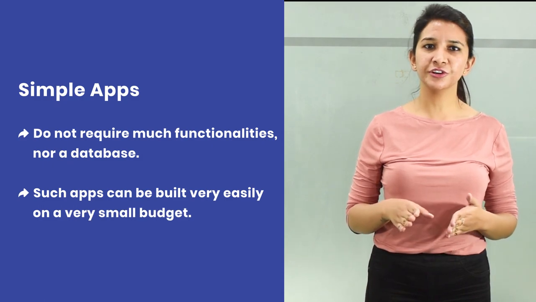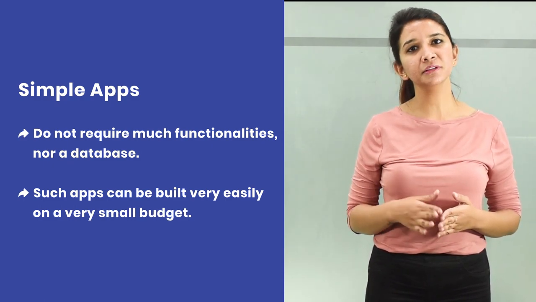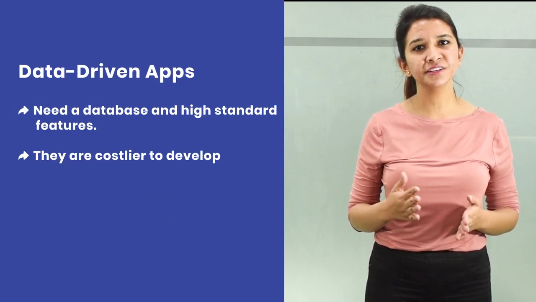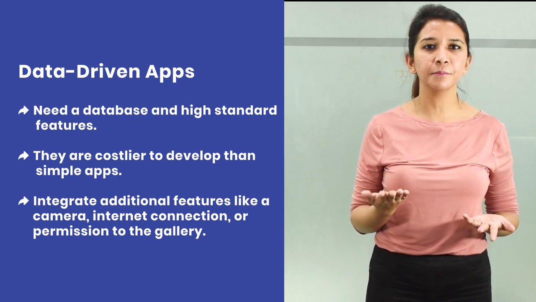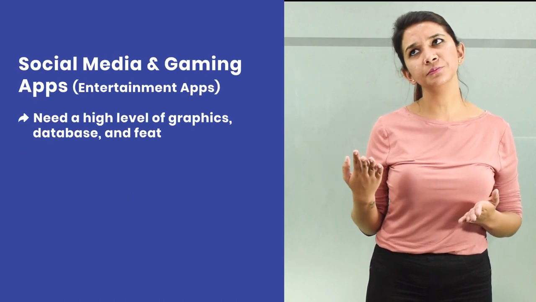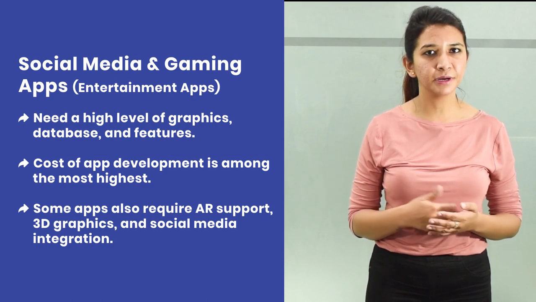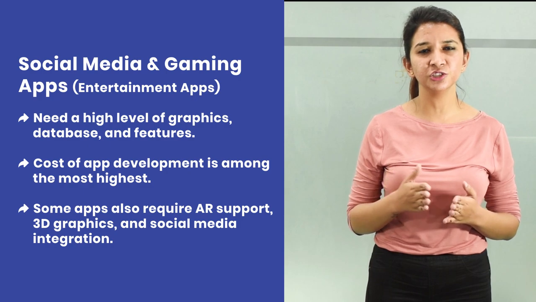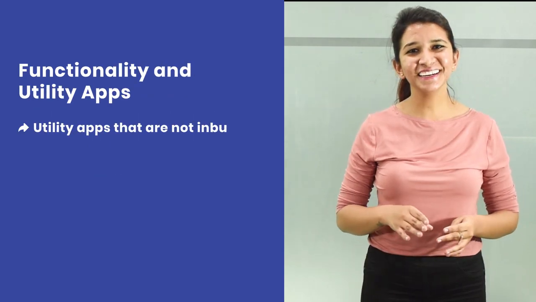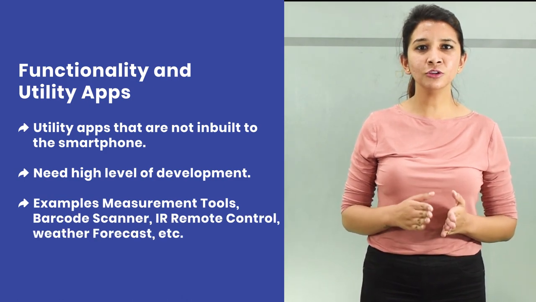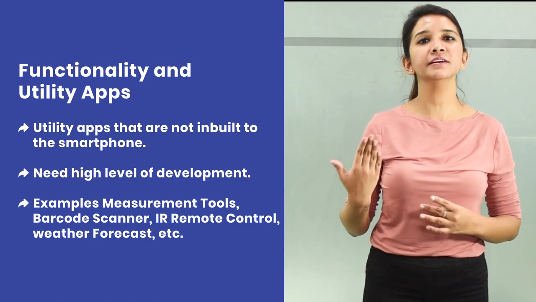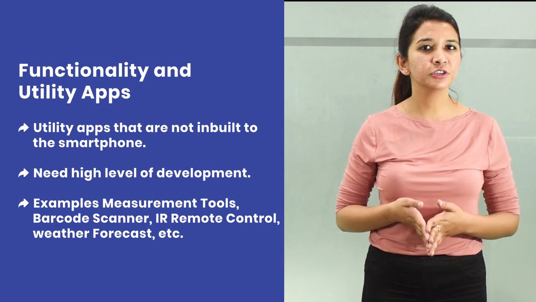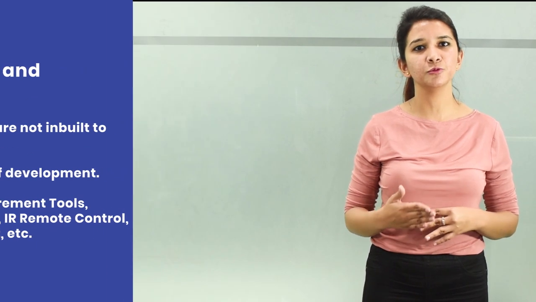There are four categories of an app. The first one is simple. These applications do not require high features and can be built quickly. Example, stopwatch or calculator. The next one is data-driven applications. These applications require data storage and high features like GPS tracking, camera and all those things. Then the third one is social media or gaming applications, or you can say entertainment apps. These apps require high data storage and features. Examples of this can be PUBG, Netflix. The fourth category is functionality and utility applications. Although all mobile devices come with basic utility applications like calculator, there are a few higher-level utility apps like barcode scanner, weather forecast, and all these applications require a high amount of time to build.